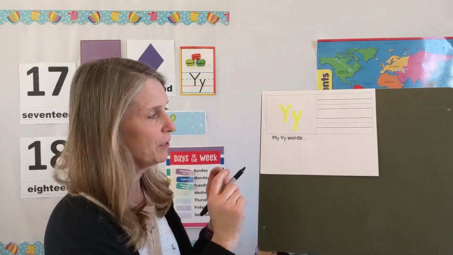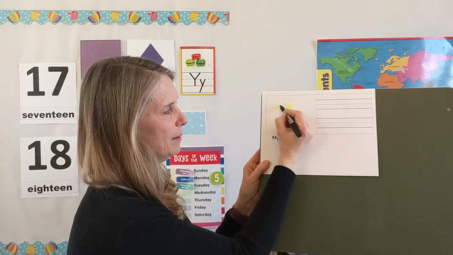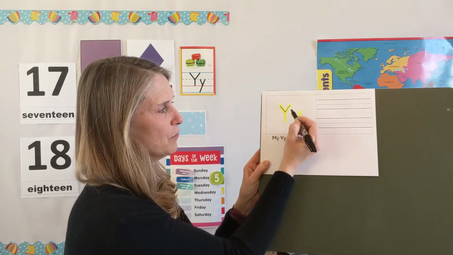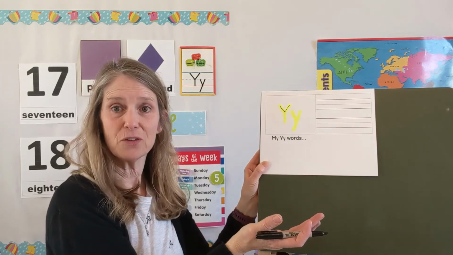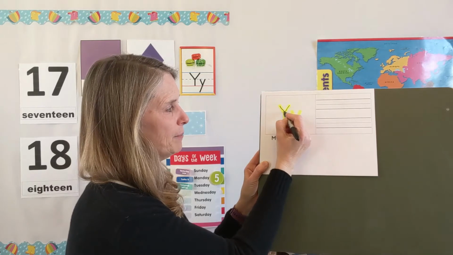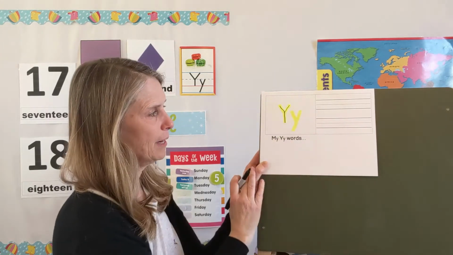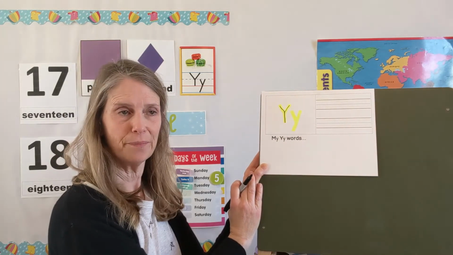Now I'm going to use my marker. So I'm going to put it on the top of the Y. I'm going to come down and go back up. So what letter have I made so far? So far I made a V. And I'm going to give it its little stem here at the bottom of it. And that's my uppercase Y.